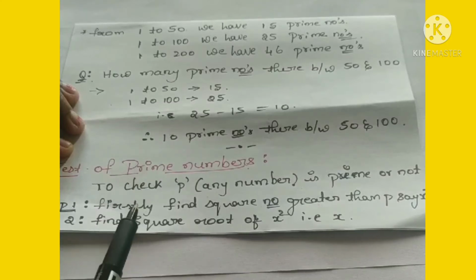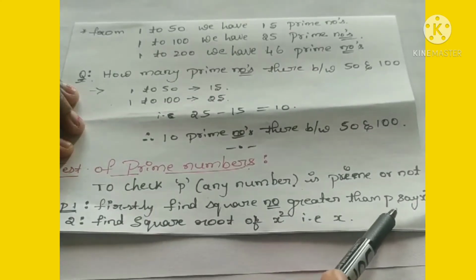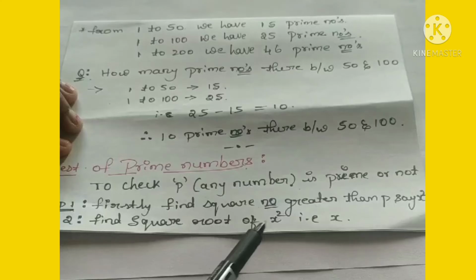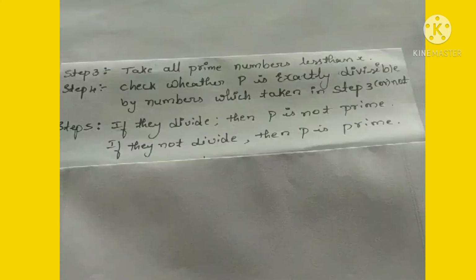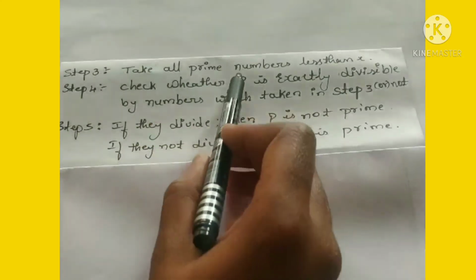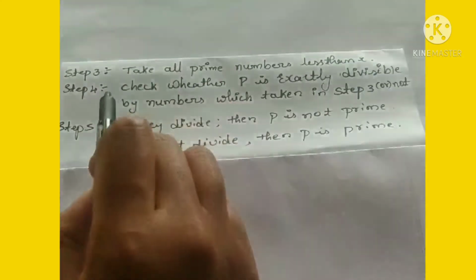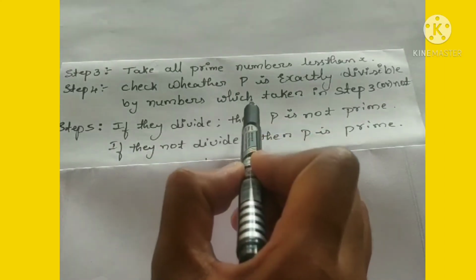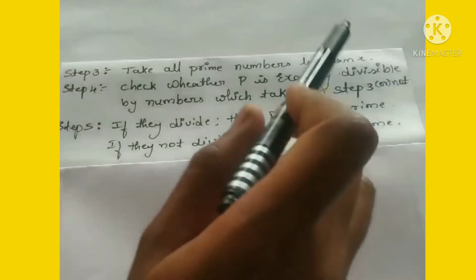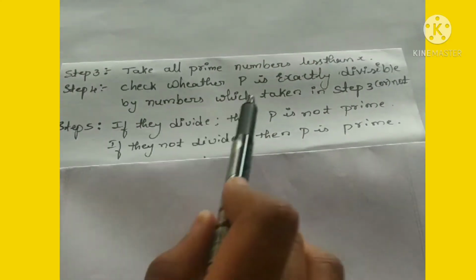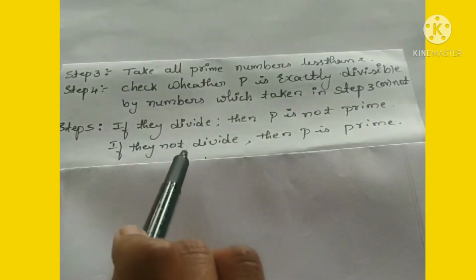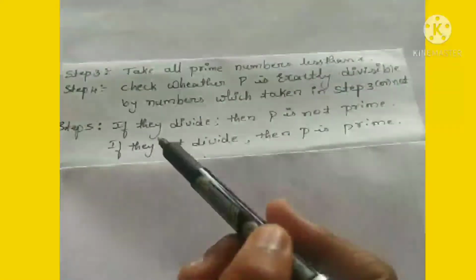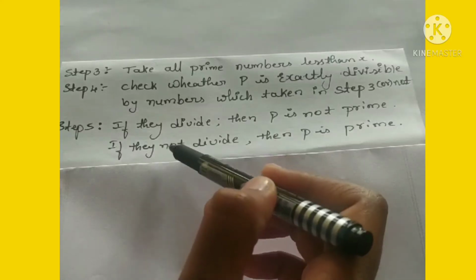Step number 1. Firstly find a square number greater than P, say x square. Second step, find the square root of x square, that is x. Step number 3, take all prime numbers less than x. Step number 4, check whether P is exactly divisible by the numbers taken in step 3 or not. Step number 5, if they divide then P is not prime. If they do not divide then P is a prime. Now you have to just note down these steps. I will explain these steps with the help of an example.